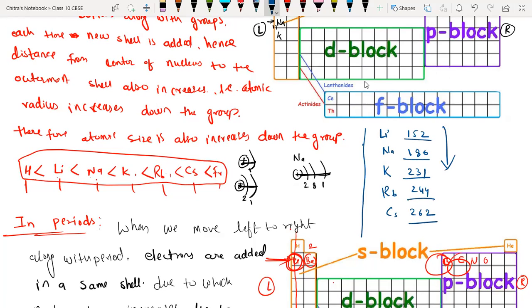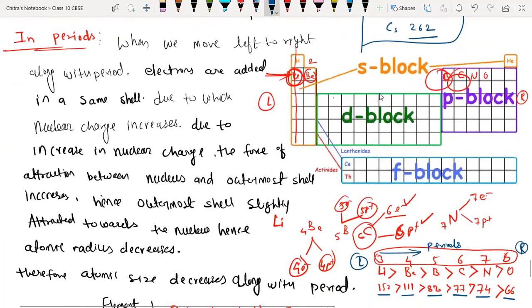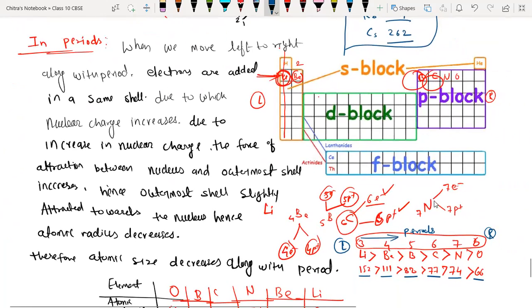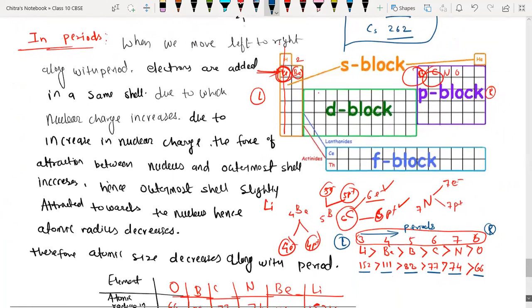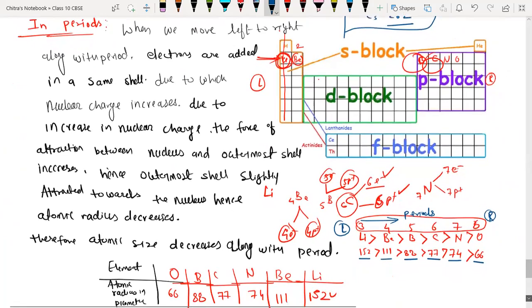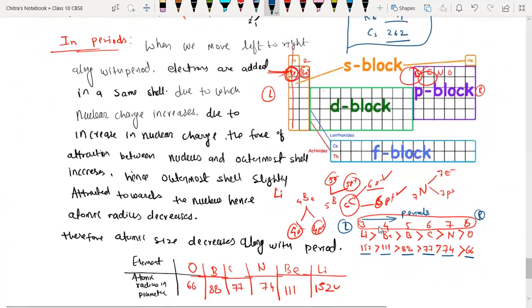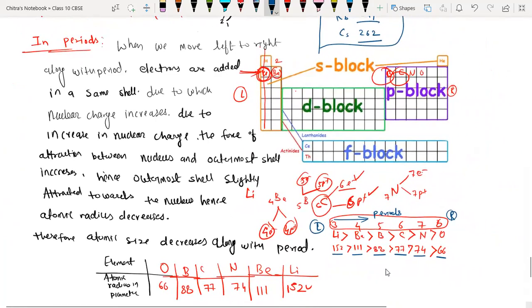Okay. Everyone, do reply. Yes, sir. Okay, so I want you to take a screenshot for the period part also. Wait a second. Yeah, take a screenshot for the period part.